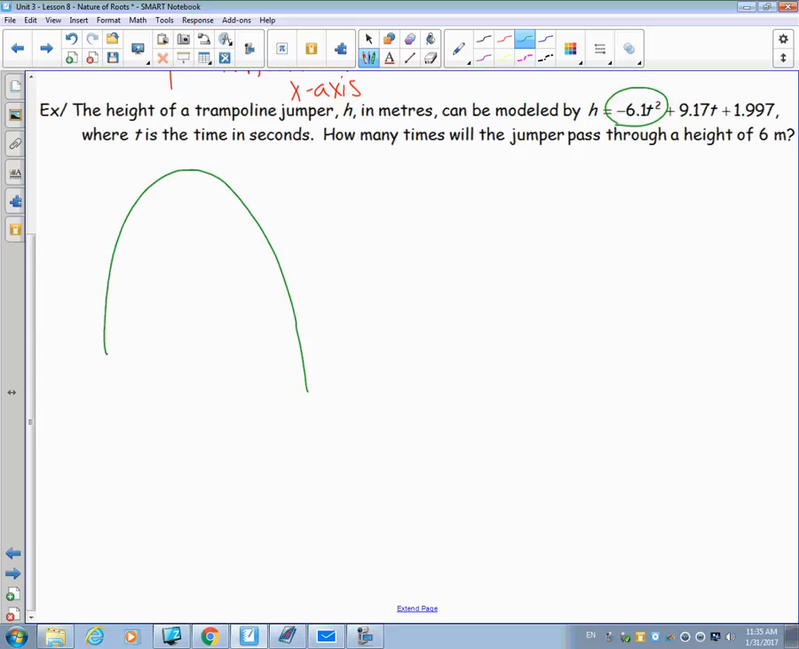So some options. Maybe 6 is here, and it passed through twice. Maybe 6 is here, and they just barely touched 6. Or maybe 6 is up there, and they never actually hit 6. So basically I'm asking, can this be solved or not? If I put 6 in for my height, and I solve or rearrange to solve for t, I don't actually care what the solutions are, I just care if it can be solved.